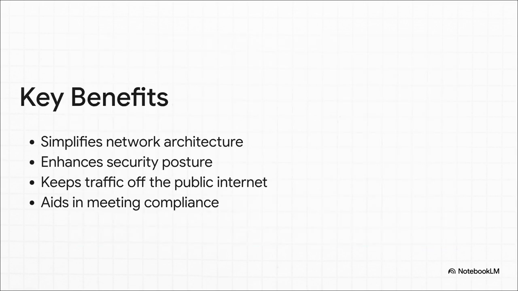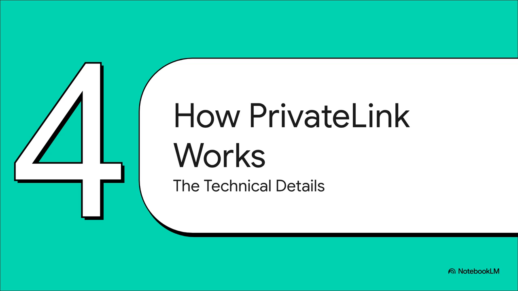And the benefits here are just huge. Your network design gets so much cleaner, your security posture is way stronger because that data never leaves the AWS private network. And if you're dealing with strict compliance rules, things like HIPAA or PCI, this makes your life a whole lot easier. Okay, so how does this all work? How is this magic possible? Let's pop the hood and take a look at the key component that makes this private tunnel a reality.